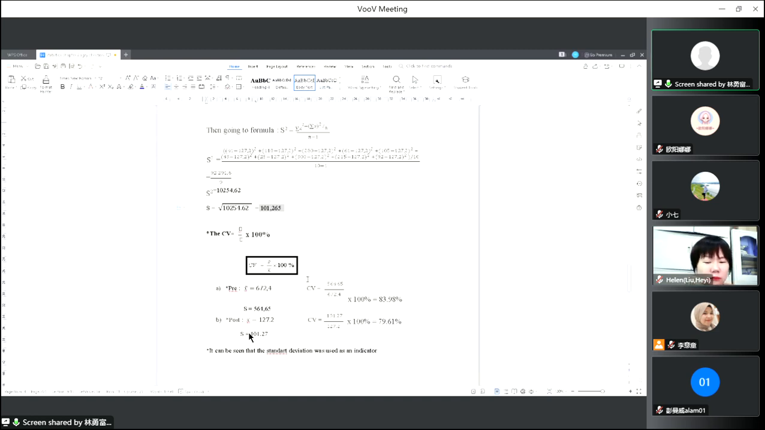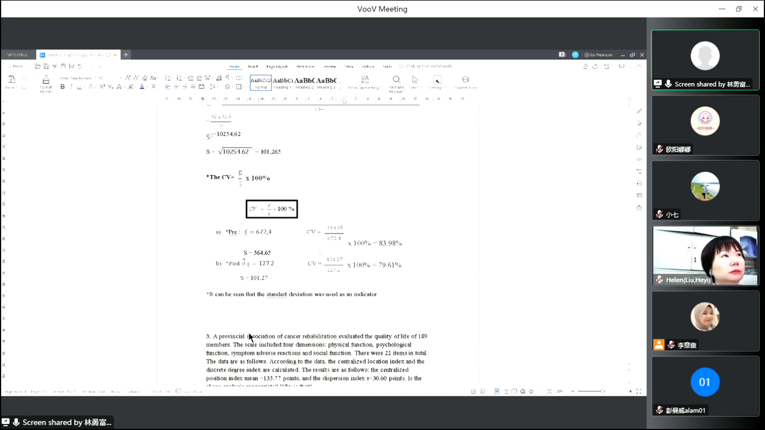So in this formula, S is divided by X and then multiplied by 100%. The answer is 83.98%, and the postoperative is done the same way as the preoperative. So it can be seen that the standard deviation was used as an indicator. That's all for the standard deviation and coefficient of variation example.